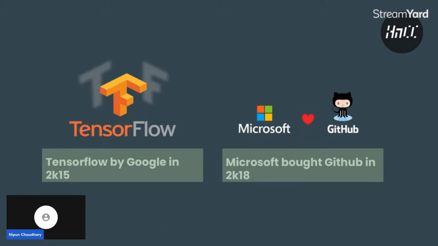Google launched an artificial intelligence engine, TensorFlow, in 2015 and open sourced part of it. So TensorFlow is not fully open source, but some part of TensorFlow is now open source. So Google also recognized the power of open source. And in 2018, Microsoft bought GitHub. So Microsoft, the most tech proprietary company, also recognized the power of open source.